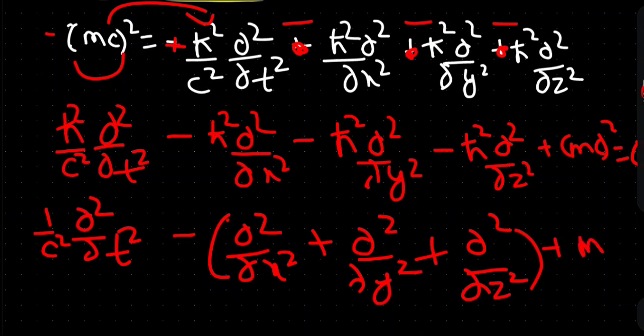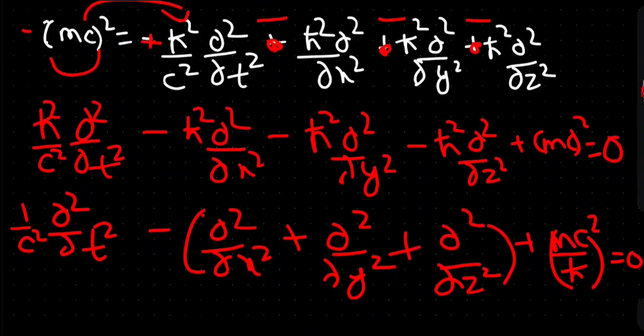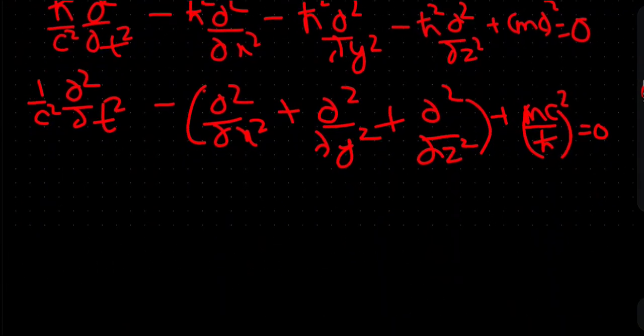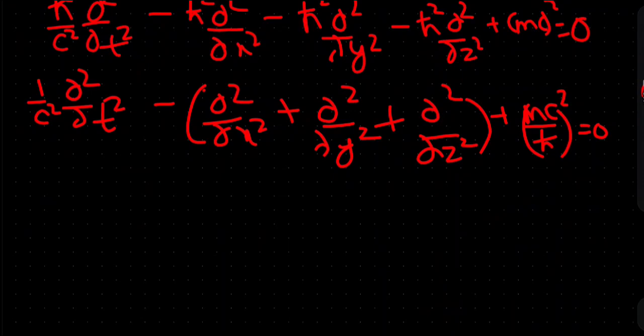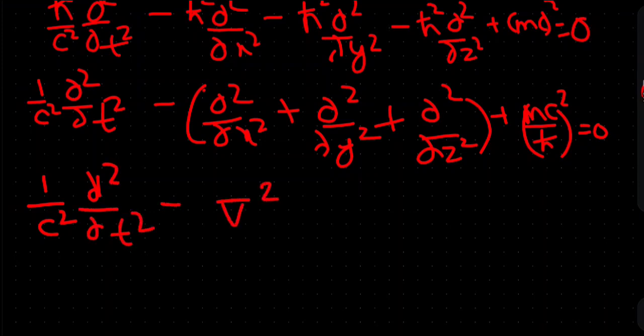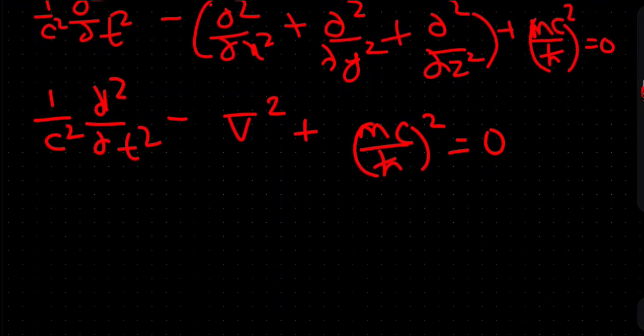plus mc by h bar whole square, and equals to 0. So as you can see that this is Laplacian, and if I substitute this Laplacian, or you can say that 1 by c square del square divided by del t square negative this operator square, and then positive of mc by h bar whole square is equal to 0. We simplified this particular expression because this is the nabla operator whole square.